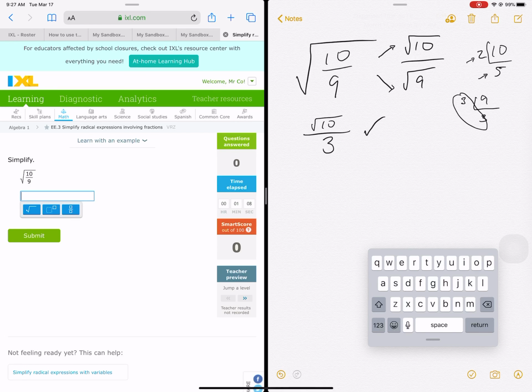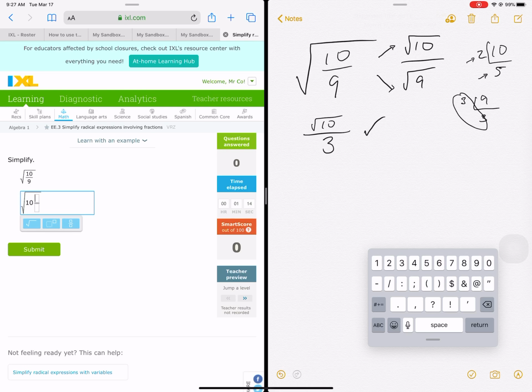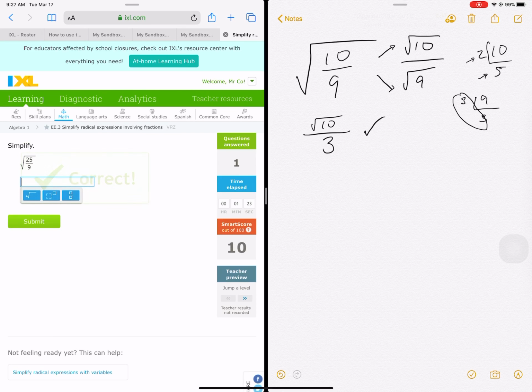We'll see some issues that come up with square roots. But right now, oops, they want us to first write the fraction. Square root of 10. And the bottom is going to be just 3. Correct, of course I am. I'm just kidding. Now this one, let's go and try this one.